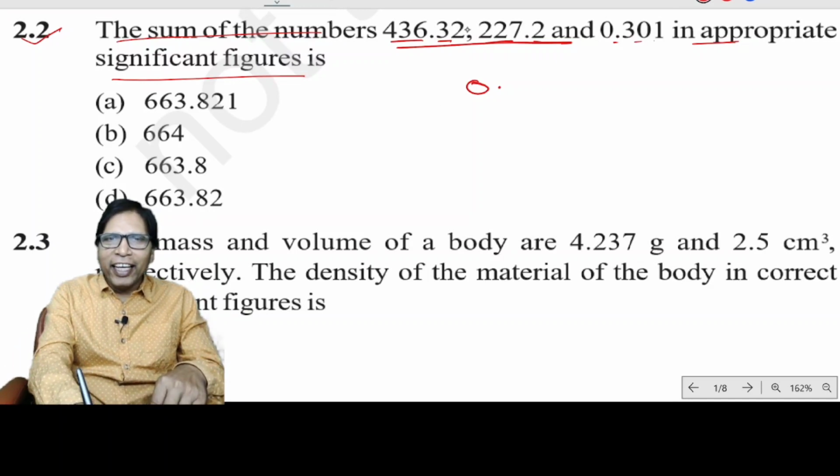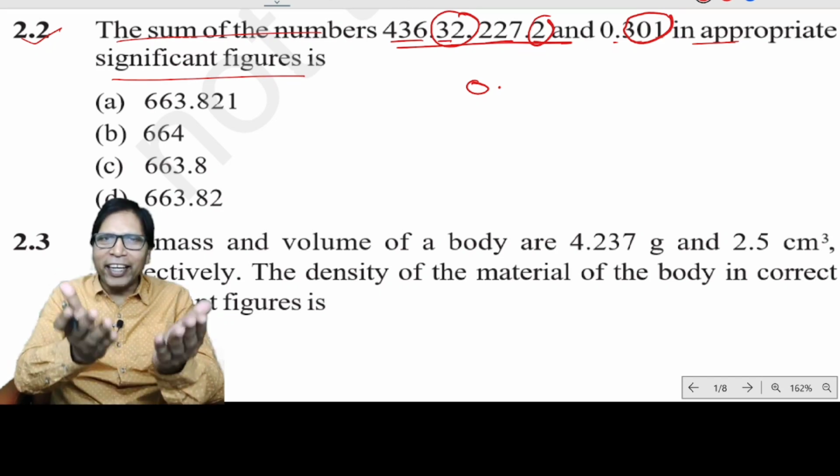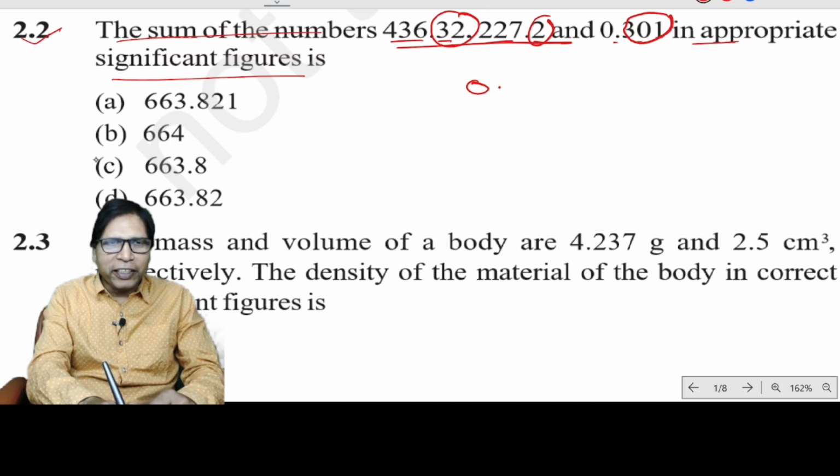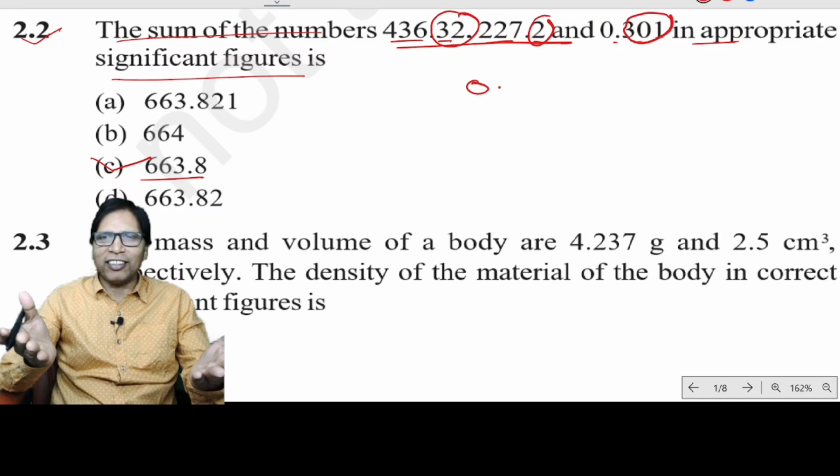So look at this. Here decimal places 2. Here decimal places 1. Here decimal places 3. So the result has only 1 decimal place. So look at this, the option with 1 decimal place is only C. So C is the correct option.